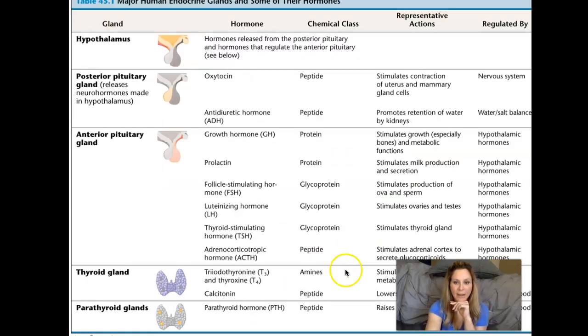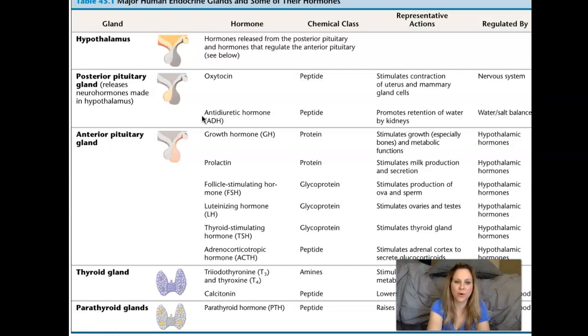Next slide. All right. This is a really big chart. You're not expected to memorize any of this. I'd like for you to be familiar with just some of the interesting hormones like oxytocin. You're never going to forget my story about the oxytocin candies. Antidiuretic hormone is one I want to bring your attention to.